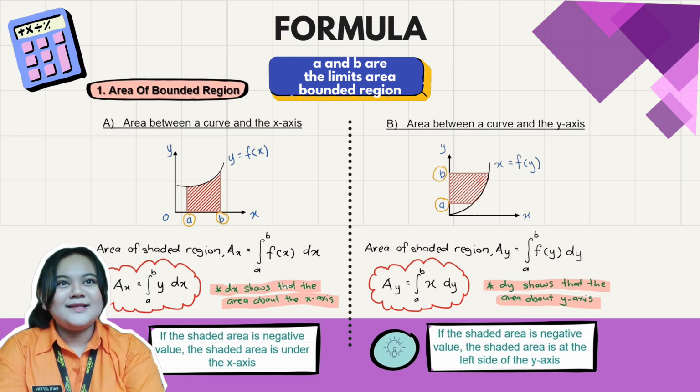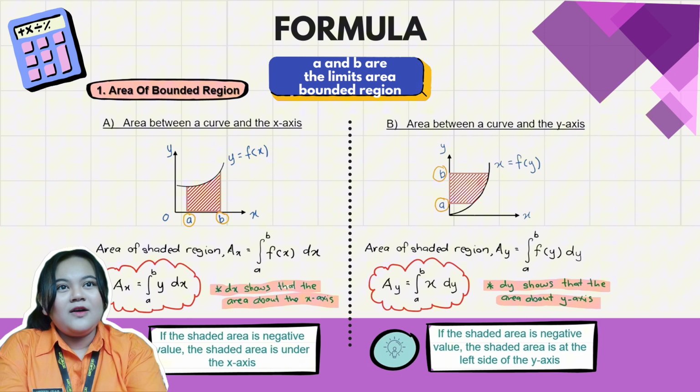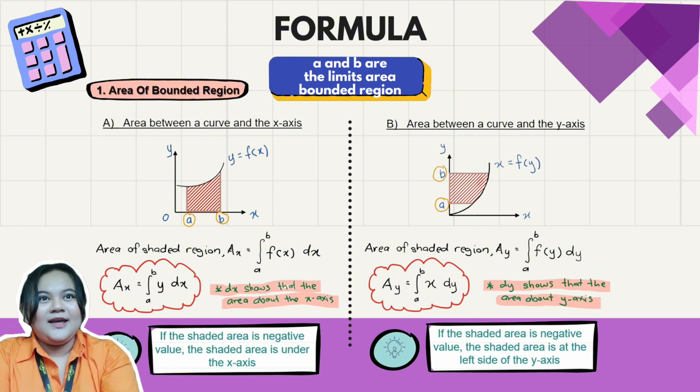Okay, first we look at the area between a curve and the x-axis. We look at the graph. It's a type of graph that involves a curve against the x-axis. When we look at the graph, there are a and b. A and b are the limits of the bounded region. So, how do we find the area between a curve and the x-axis? When we look at this area, it is heading towards the x-axis.